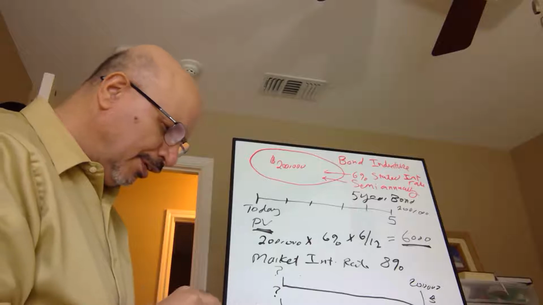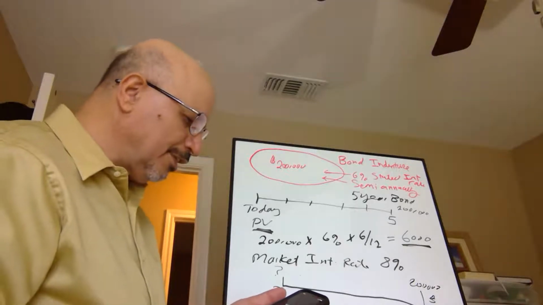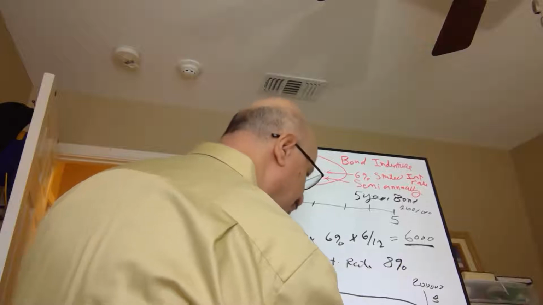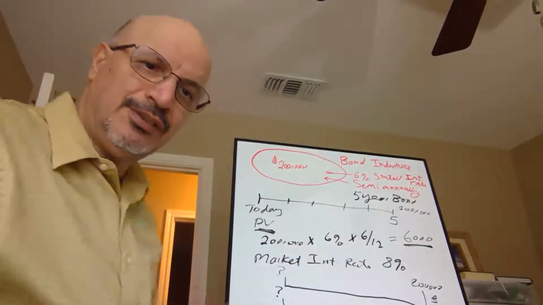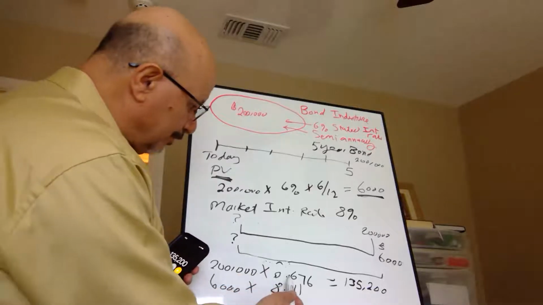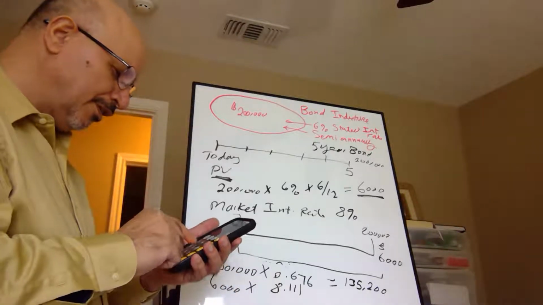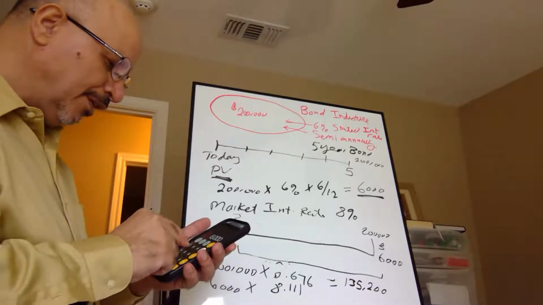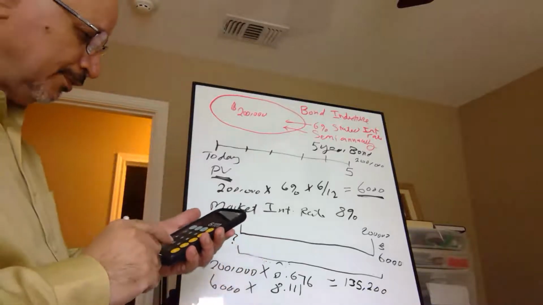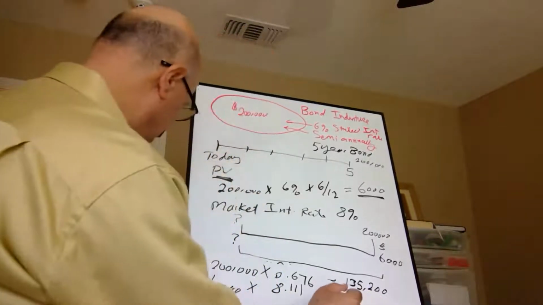200,000 times 0.676 gives us 135,200. And the present value of the interest is 6,000 times 8.111, and we got that from present value table 2. That's 48,666.